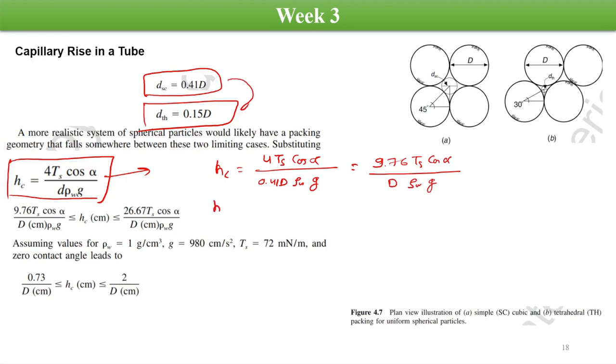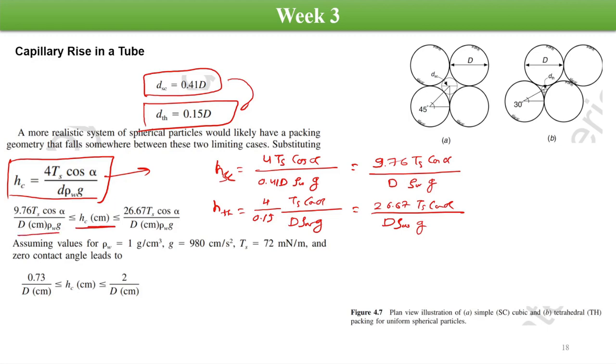And similarly for tetrahedral, if you see, it is 4 upon 0.15, and the remaining expression will remain the same, d rho w g. That's going to be 26.67 Ts cos alpha upon d rho w into g. So in these two limiting cases, the HC will be varying from this to this.